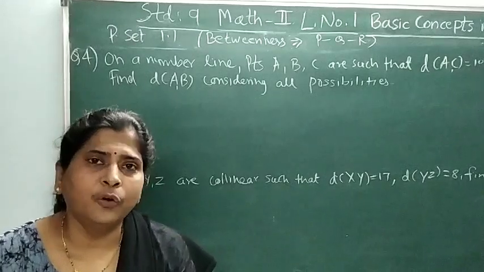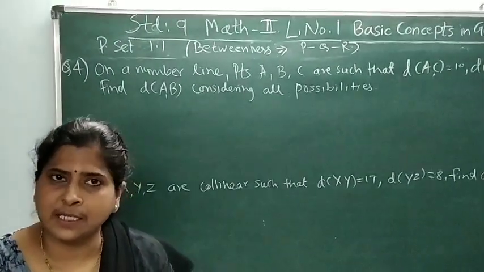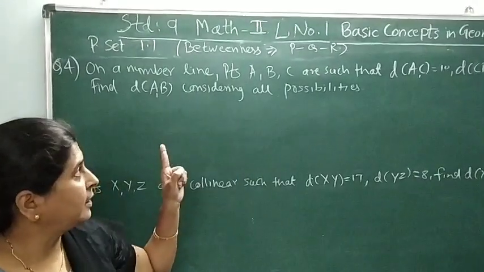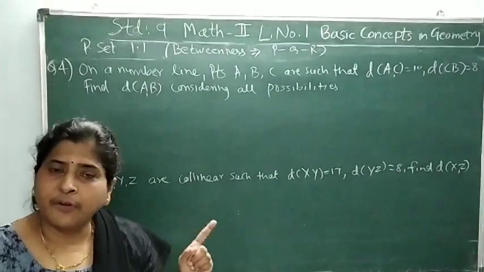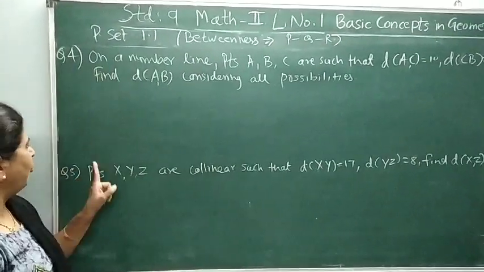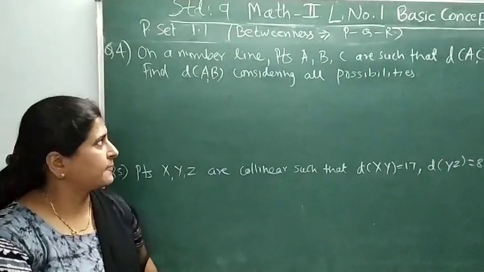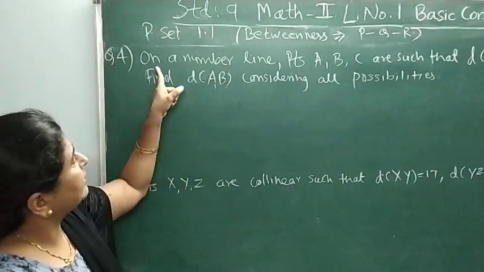Hello. Till now we have solved question number 1, 2, 3 and 6 from practice set 1.1 in our previous videos. Now let's see how to solve question number 4 and 5 based on the same concept, betweenness. Okay. So what is given in this question?